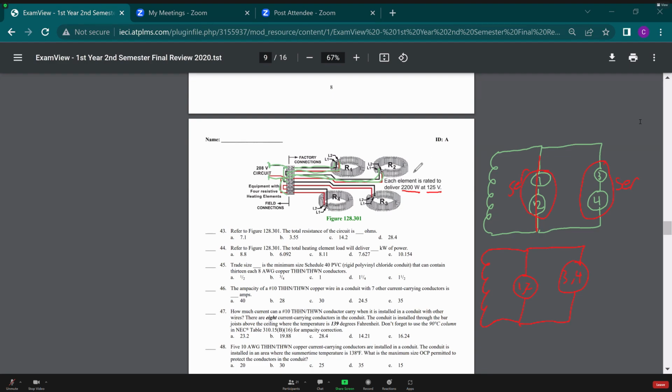All right, let's figure out the resistance of each element here. I can do that by doing E squared divided by P. That will equal R. 6.545. I like it.